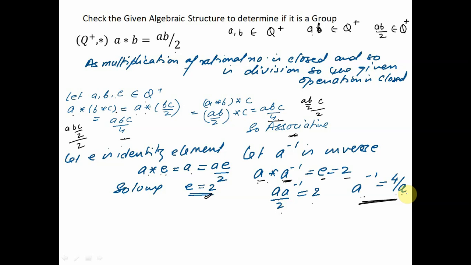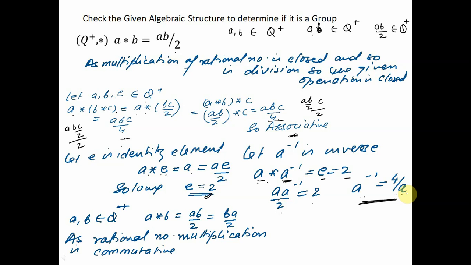Next, let's check it for abelian group. We know that rational number multiplication is commutative. a multiplied by b is equal to b multiplied by a. So this is a commutative group, or an abelian group.